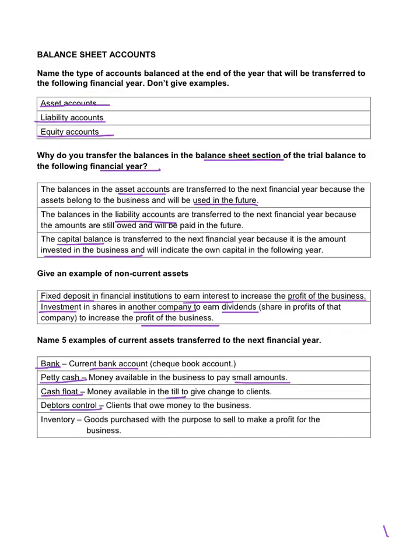Debtors control is the money that clients owe to the business because the business sold goods to them on credit. Inventory is goods that the business purchased with the purpose of selling it to make a profit for the business. If any of these goods are still available at the end of the financial year, it is an asset to the business.